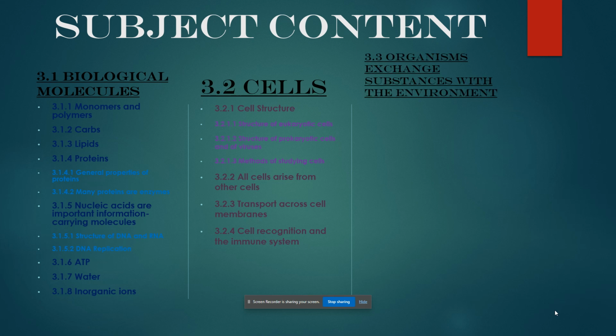Module 3.3 is on organisms exchange substances with their environment. Element 3.3.1 Surface area to volume ratio. 3.3.2 Gas exchange. 3.3.3 Digestion and absorption. 3.3.4 Mass transport. 3.3.4.1 Mass transport in animals. 3.3.4.2 Mass transport in plants.